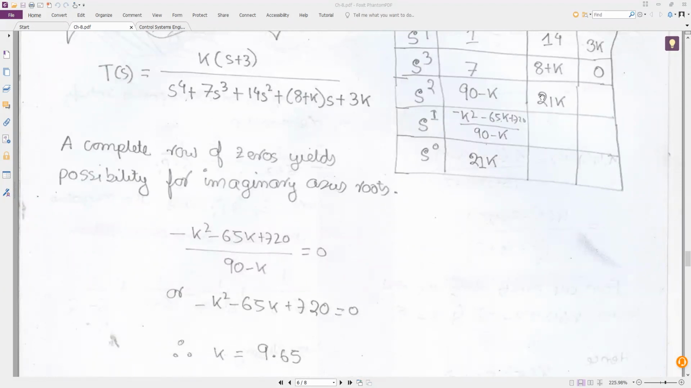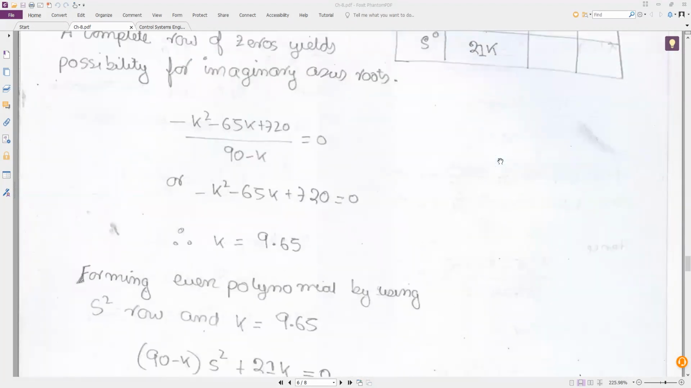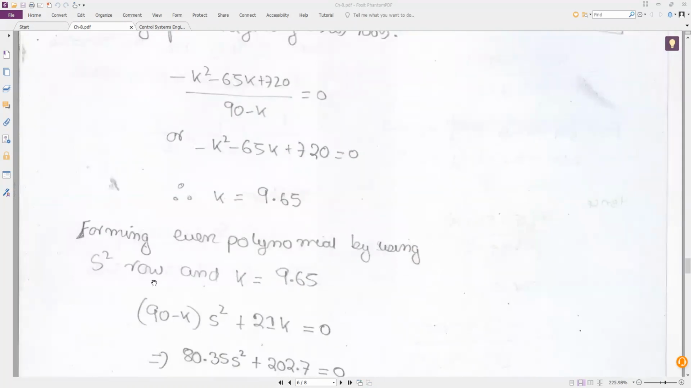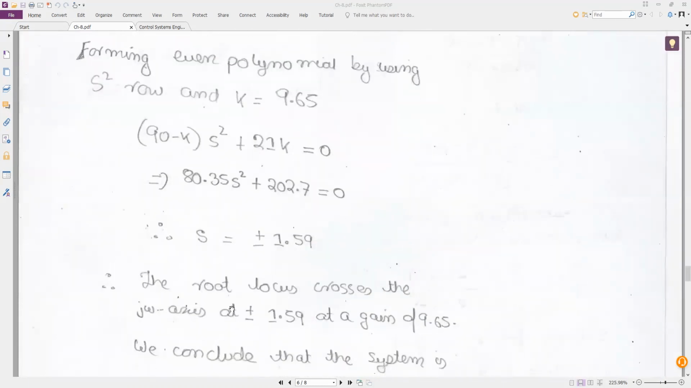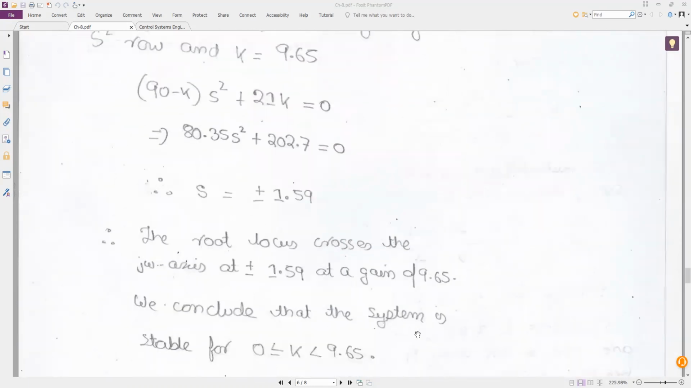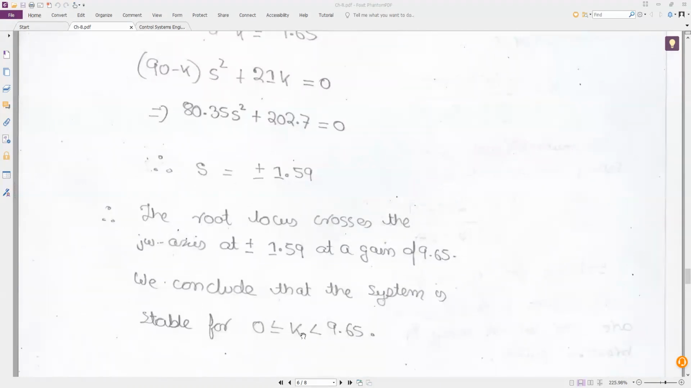So you have to consider this row to determine the even polynomial, with s squared and k equal to 9.65. Now you get the value of s equal to plus minus j1.59. So the root locus crosses the j omega axis at plus minus j1.59 at a gain of 9.65. So the range of k is this one.